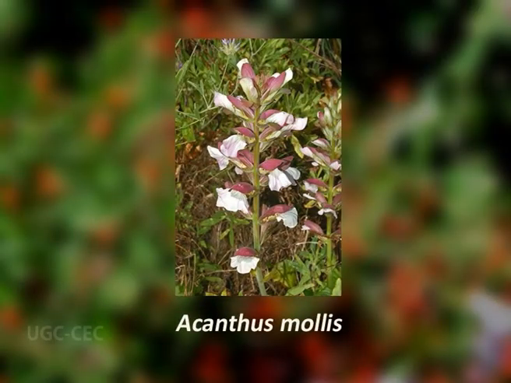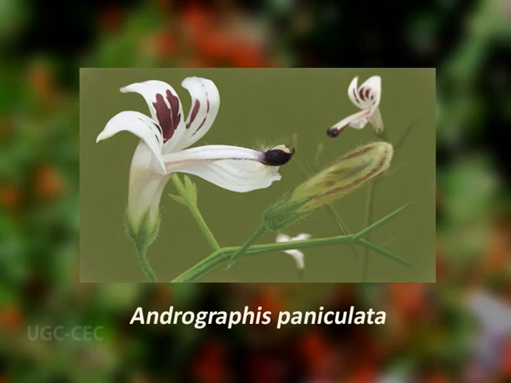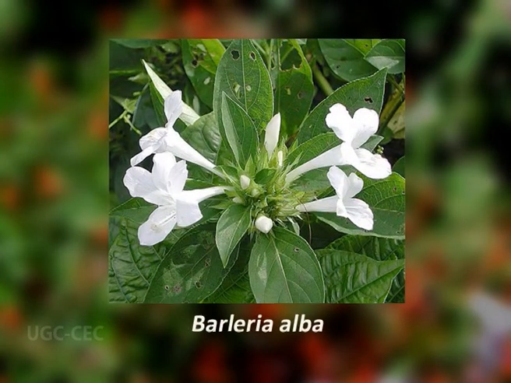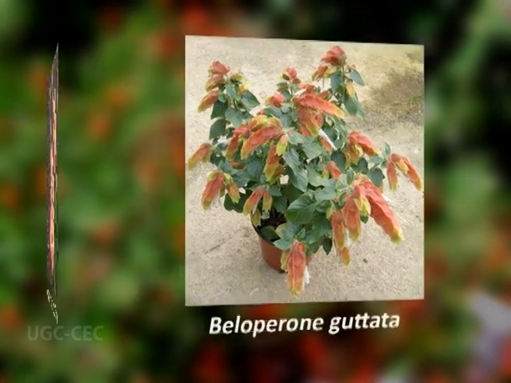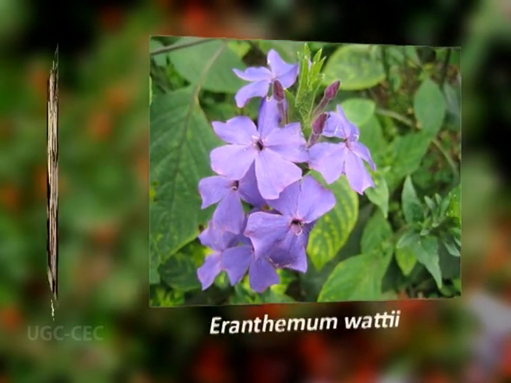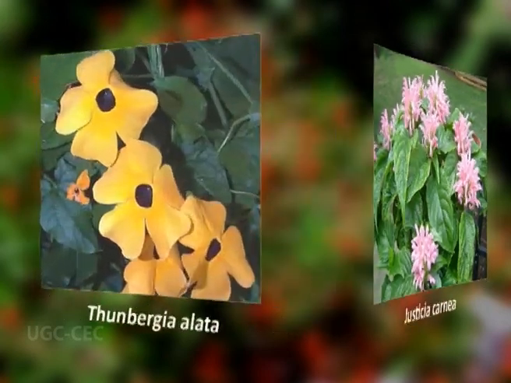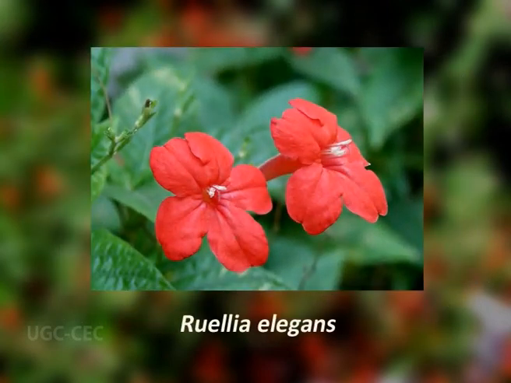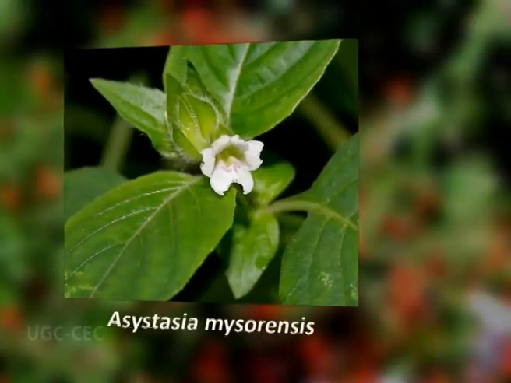Now, ornamental plants from Acanthaceae, they include Acanthus mollis, Acanthus ilicifolius, Andrographis paniculata, Barleria alba, Aphelandra aurantiaca, Beloperone guttata, Crossandra infundibuliformis, Eranthemum, Fittonia, Justicia carnea, Thunbergia alata, Ruellia elegans, Pseuderanthemum atropurpureum, etc.